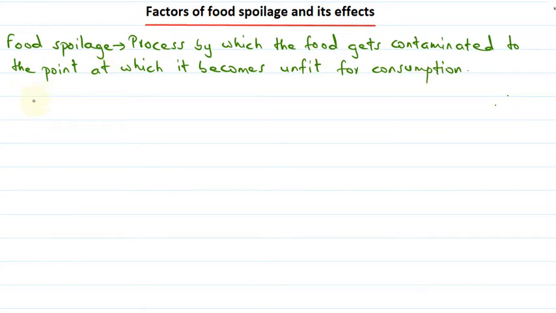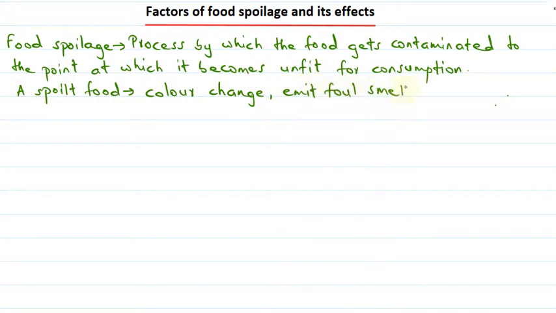How can we understand that a food is spoiled? A spoiled food would show a change in color, it would emit a foul smell, and it would also taste bad. So by these changes in food we can make out that the food is spoiled.